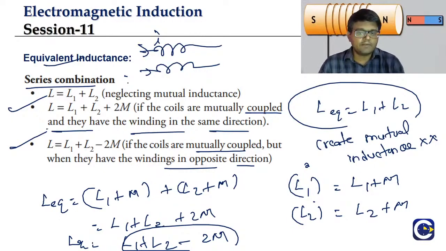So, winding in the same manner means L1 plus L2 plus 2M. Winding in the opposite manner means L1 plus L2 minus 2M. This is about the inclusion of the mutual inductance into the L equivalent formula. We will not be able to neglect the mutual inductance when the coils are very close by, so we have to consider the mutual inductance also. This is the idea of the equivalent inductance where we do not neglect the mutual inductance part.